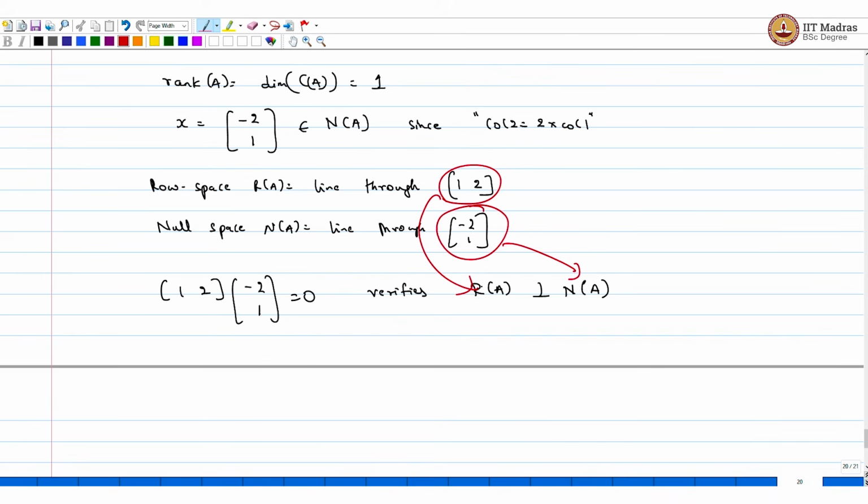Yeah. So I took an entry from the row space of A, a vector, and I took another vector from the null space, and their dot product led to 0. So they are orthogonal. Yeah. You could check this even for the other two spaces.